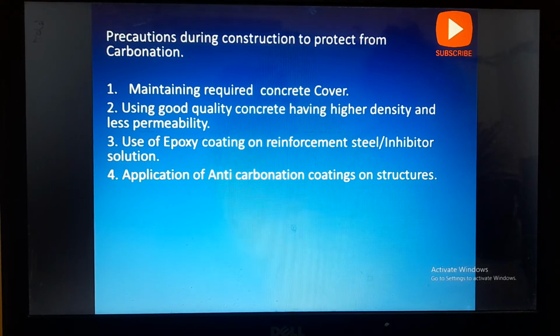Use of epoxy coating on reinforcement steel or inhibitor solution. When you apply an epoxy coating on the steel, it will also protect the reinforcement from getting corroded. Application of anti-carbonation coatings on the structure.